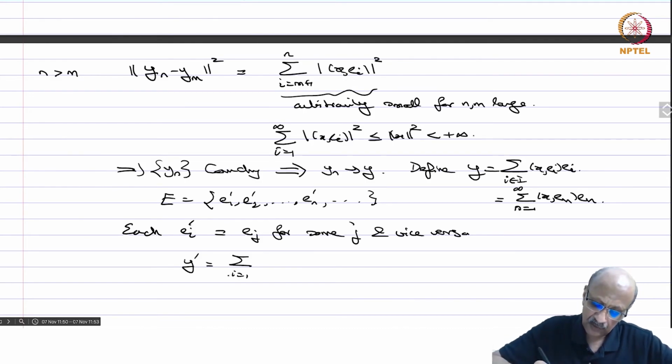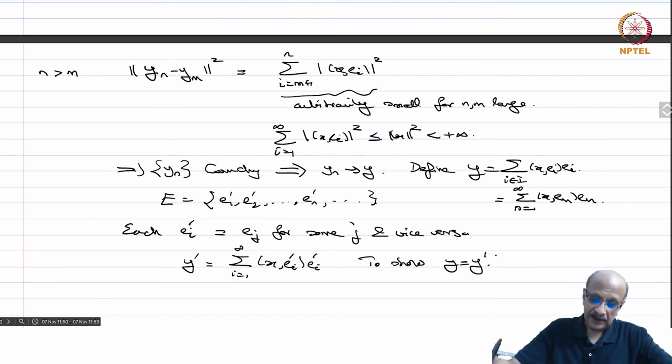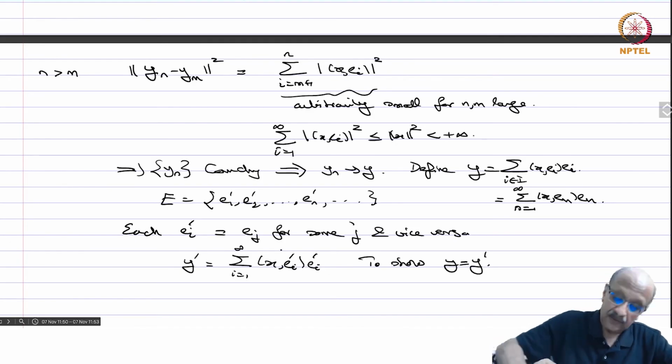Okay, so now if you take sigma i equals 1 to infinity x ei dash, so to show y is the same as y dash, so that once again we are in the clear. We can number the vectors in a countable set of vectors in any way we like, and the answer will not be different. Okay, so we have to show that.